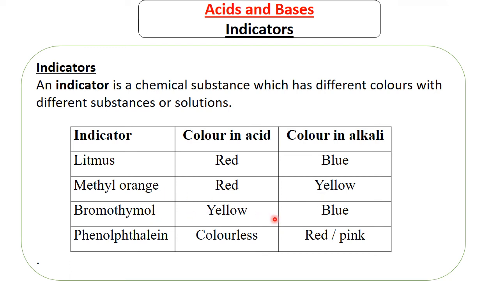Bromothymol blue, which will show you yellow in acid and blue in alkali. And finally, we've got phenolphthalein, which shows you colorless in acids and red or pink in alkali. So these are some of the indicators.